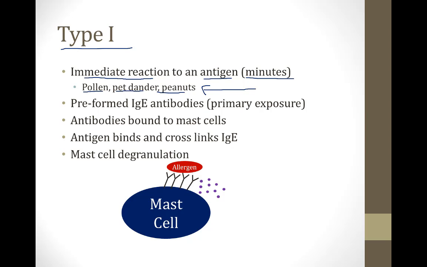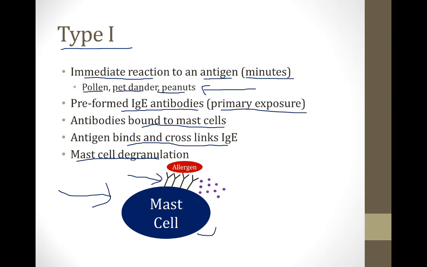The reason these occur is because there are pre-formed IgE antibodies inside the body from primary exposure. And these antibodies are bound to mast cells, and then the antigen binds and cross-links the IgE antibodies, and as a result, the mast cell degranulates. This is a picture of what's going on down here. These are IgE antibodies. An appropriate allergen can cross-link several of them, and this causes the mast cell to degranulate and release its contents into the tissues, and that's what causes the symptoms.